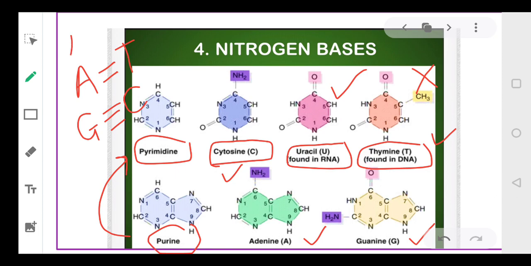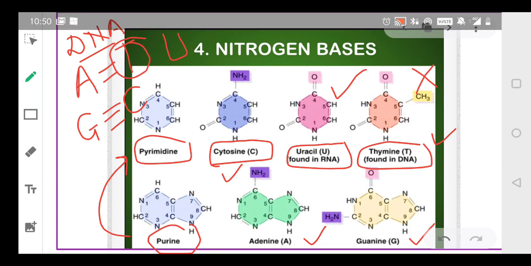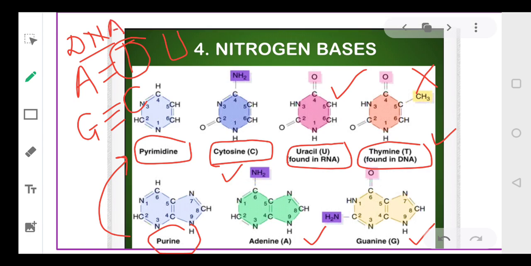Now this is in case of DNA. Okay, but in case of RNA what will happen? We will not have T. हमारे पास यहाँ पर T नहीं होगा, instead we will have a U. Uracil will be present. So always remember it. Purines always pair with pyrimidines. So you will always find 2 purines and 2 pyrimidines.